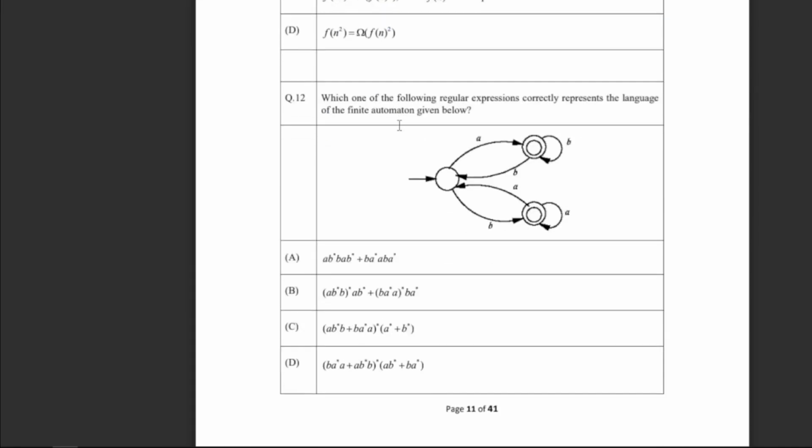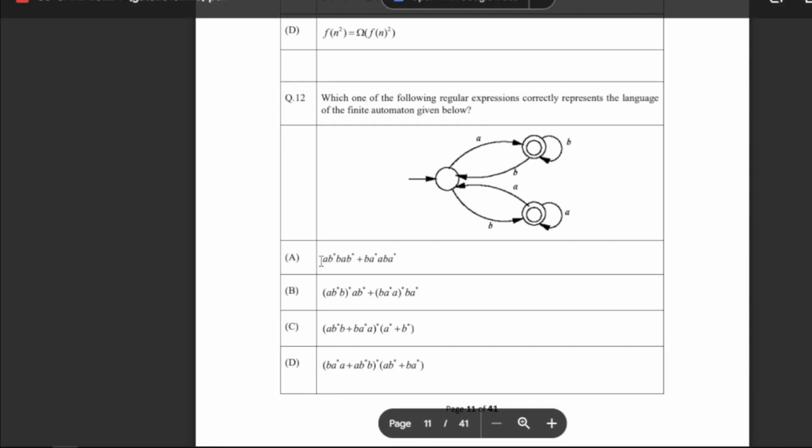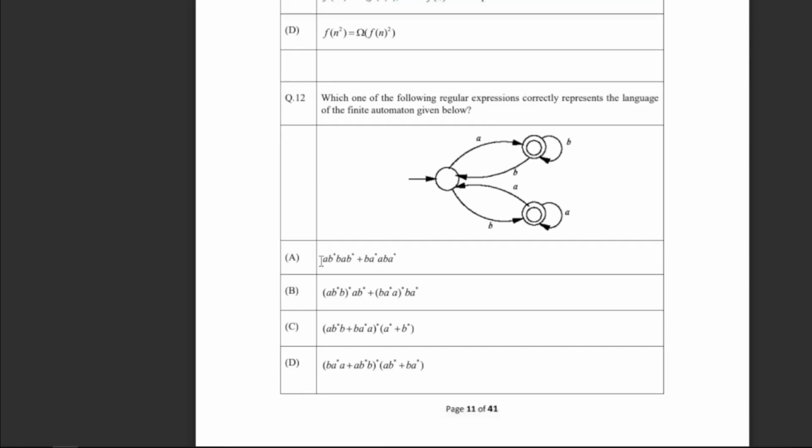12 is, which one of the following regular expressions correctly represents the language of the finite automaton given below? All right, so let's see which meets this. So the answer for 12 is D, so you can directly get D.